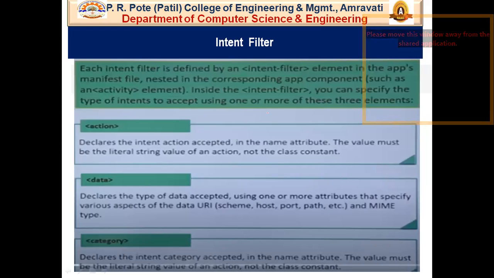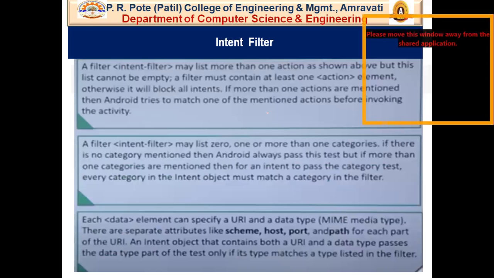Now let's see how we want to do it. First, being action, we have to make sure that there is an action, because this list cannot be empty. There has to be at least one action, otherwise it will block all intents. Remember that if your activity does not have any intent action filter, then it would not receive any intent.